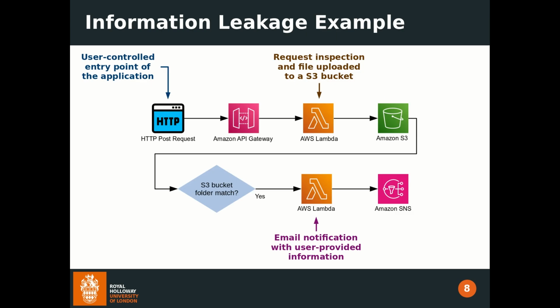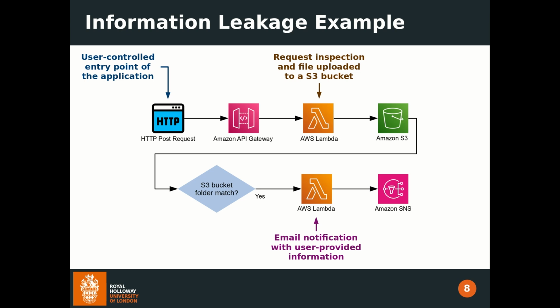To explain a little bit better what our suite includes, let's consider another example. This is a micro-benchmark with an interprocedural data flow that can lead to information leakage. An HTTP POST request is the user-controlled entry point of the application. The request triggers the execution of a Lambda function that inspects the request body and identifies a file to be uploaded to an S3 bucket.